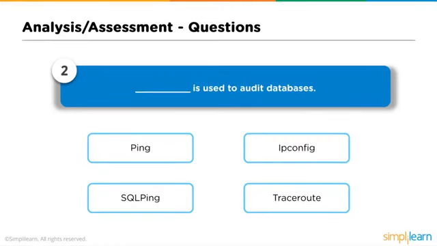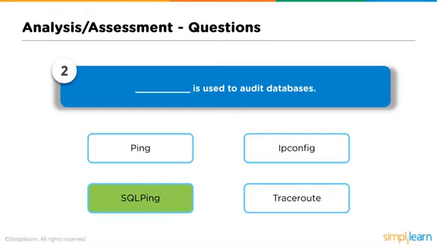Then the next question, dash is used to audit databases. So when you go to audit databases, there would be a lot of tools out there, but we need to restrict ourselves to the 4 options that have been given here: ping, ipconfig, traceroute, and SQL ping. Now ping is an ICMP ping that is utilized by administrators to look at connectivity between 2 devices. ipconfig reveals the information of the IP configuration of that particular device. Traceroute allows you to trace how a packet is going to travel from one point to the end point. And SQL ping is the utility that is used to audit databases. And that's the correct answer.